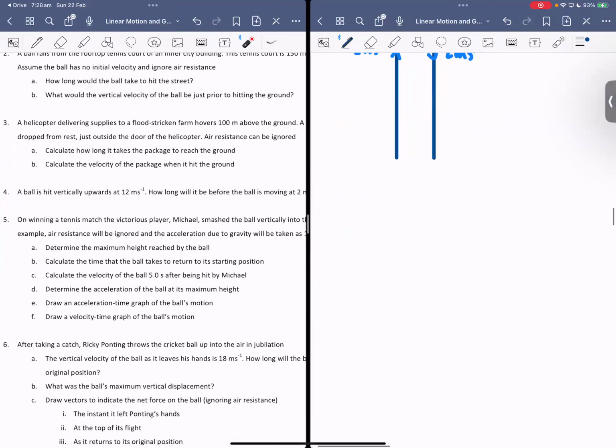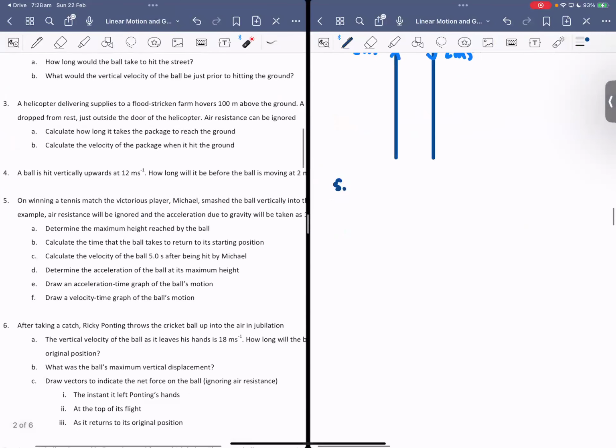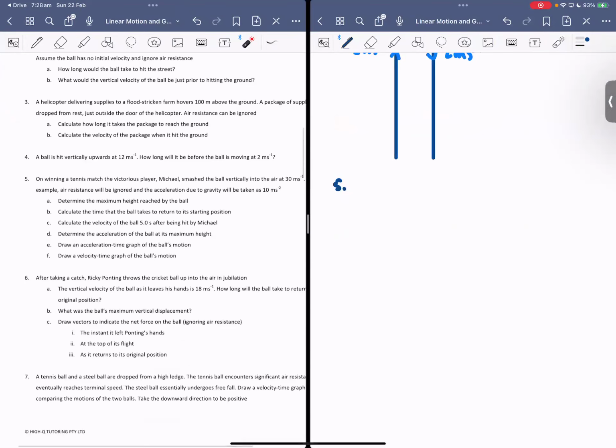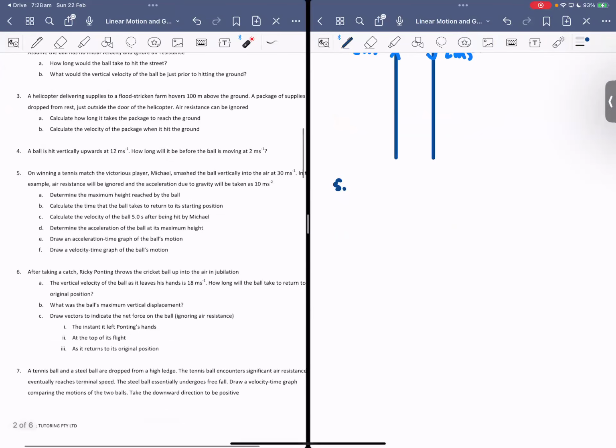Question number 5. On winning a tennis match, the victorious player, Michael, smashed the ball in the air at 30 meters per second. What's the maximum height reached by the ball? All right, can you just tell me all the letters? What's the letters for on the way up at least?